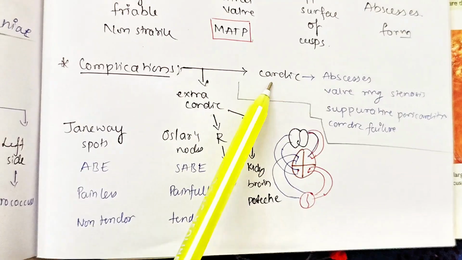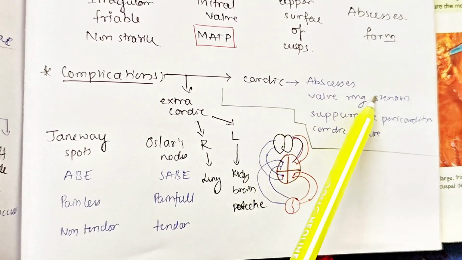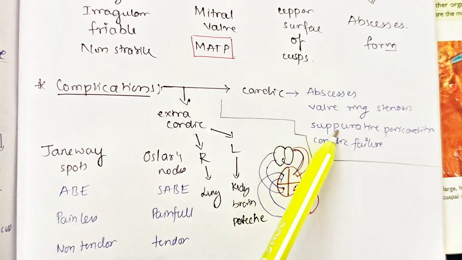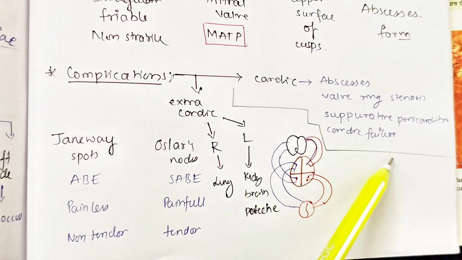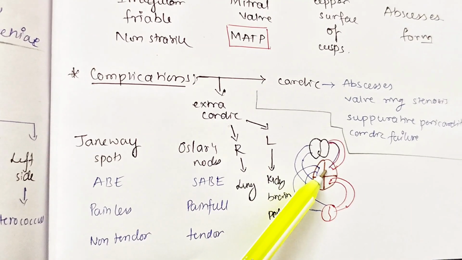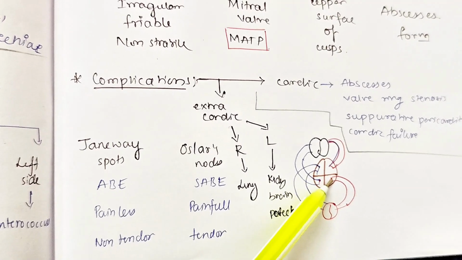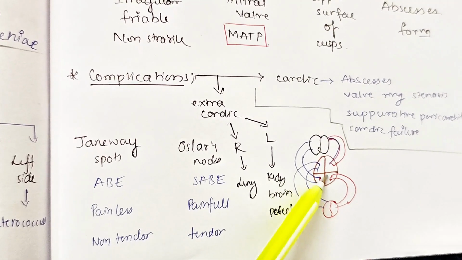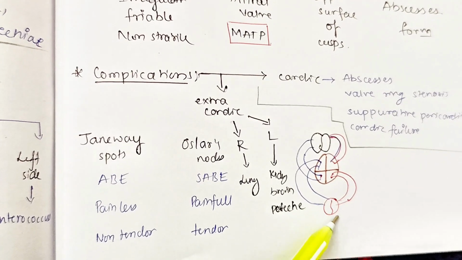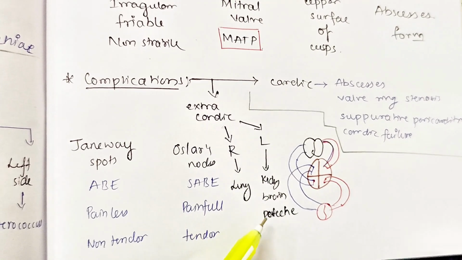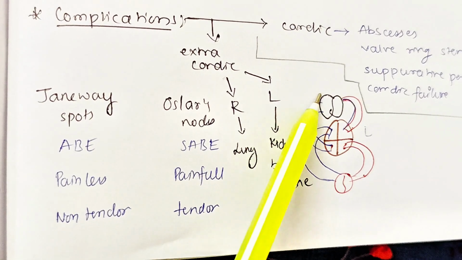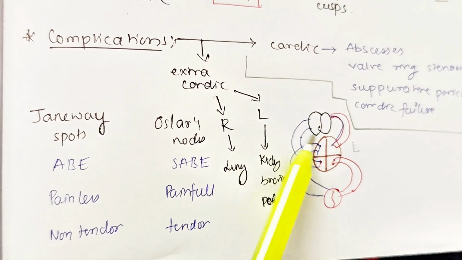Now complications: cardiac stress, which can cause abscess, as you know, valve ring stenosis, suppurative pericarditis, cardiac failure. In extracardiac, as the emboli are formed and go into general circulation through the aortic circulation, they can go through organs and cause kidney damage, brain damage and petechiae. That is in the left side. In the right side, the emboli go to the lungs and cause lung deformities.